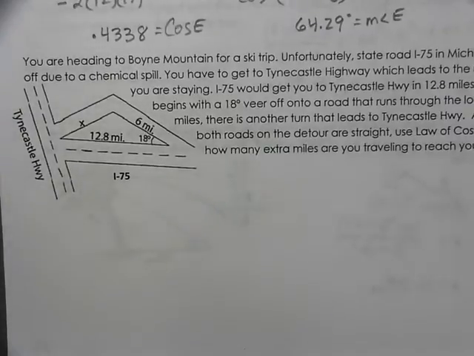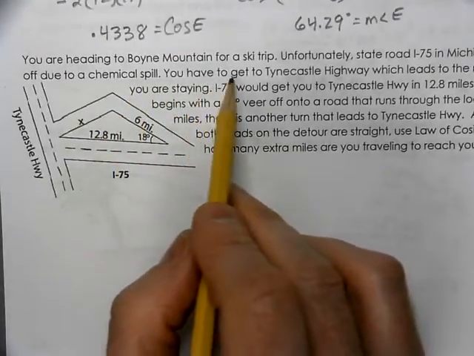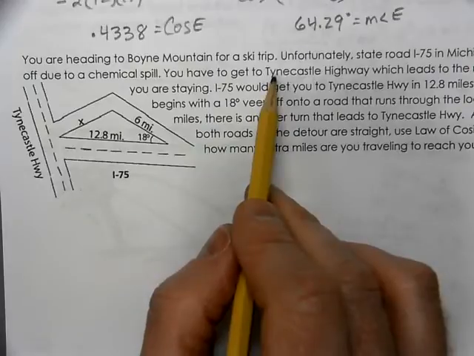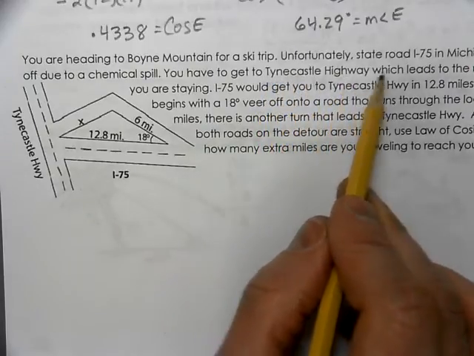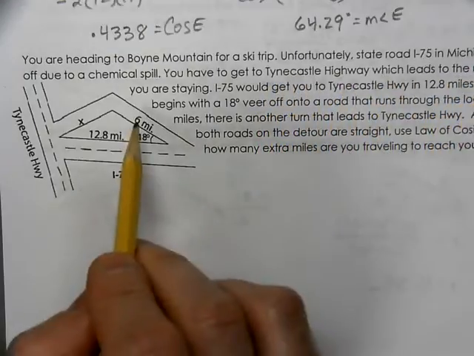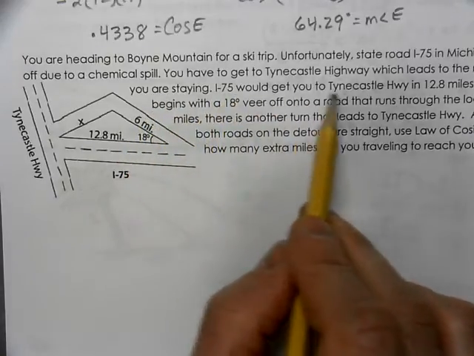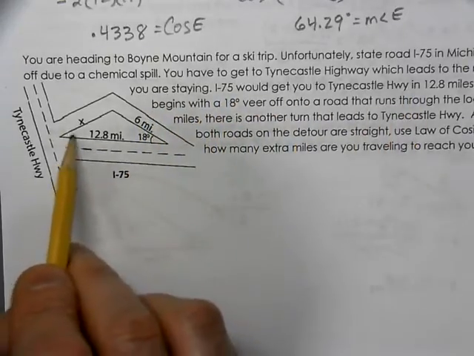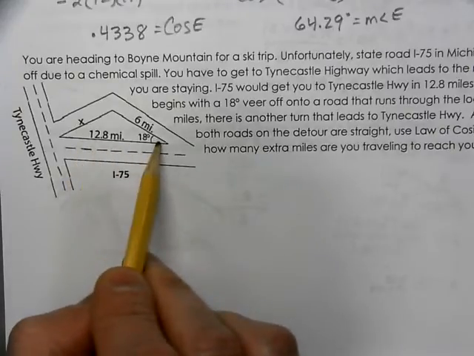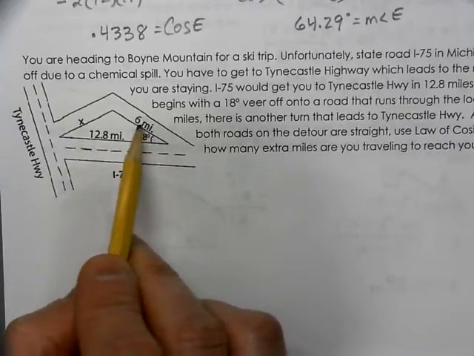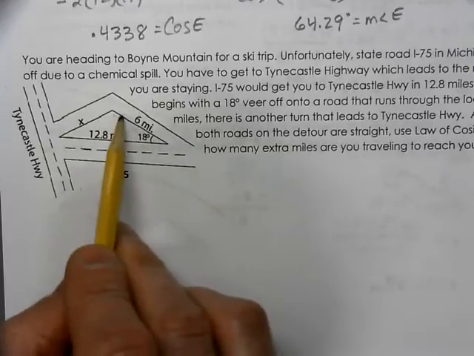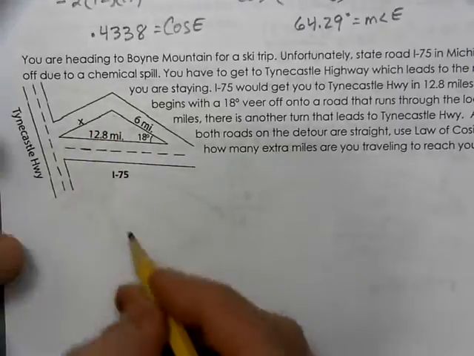Alright, last one. You're heading to Boyne Mountain for a ski trip. Unfortunately, the state road, I-75, in Michigan is blocked because of a chemical spill. You have to get to this Tynecastle Highway, which leads to the resort at which we're staying. We know that we're 12.8 with an angle of 18, 6 miles. We want to find that opposite side.